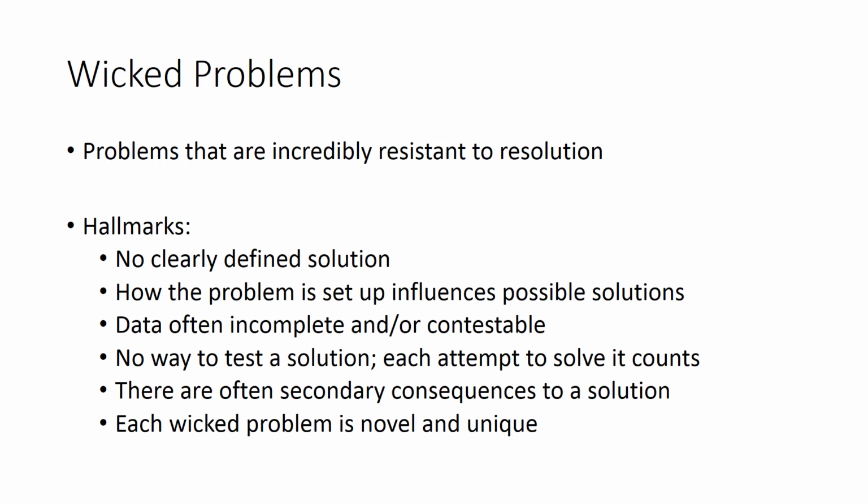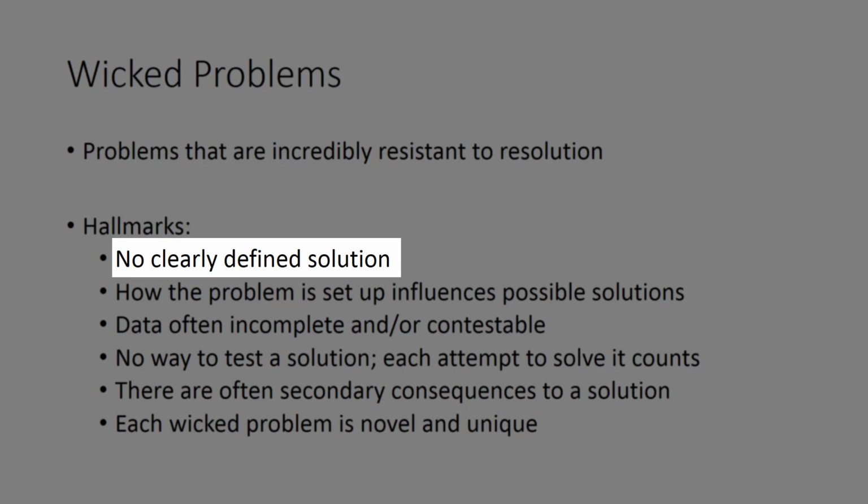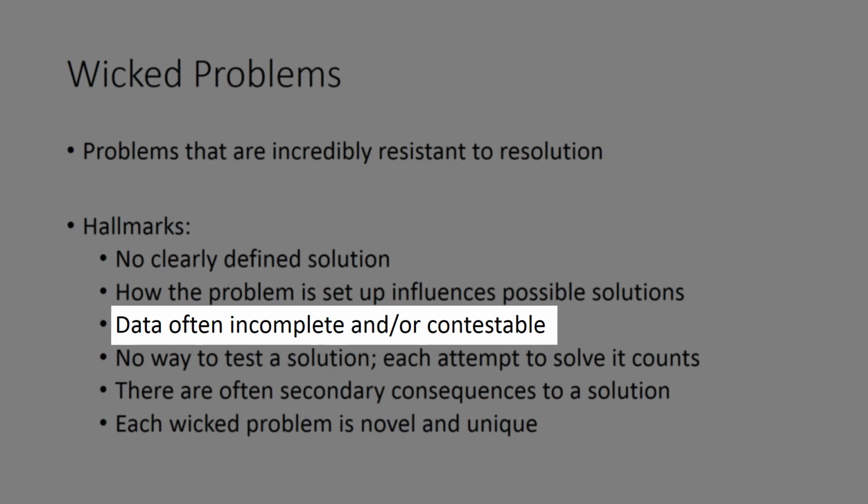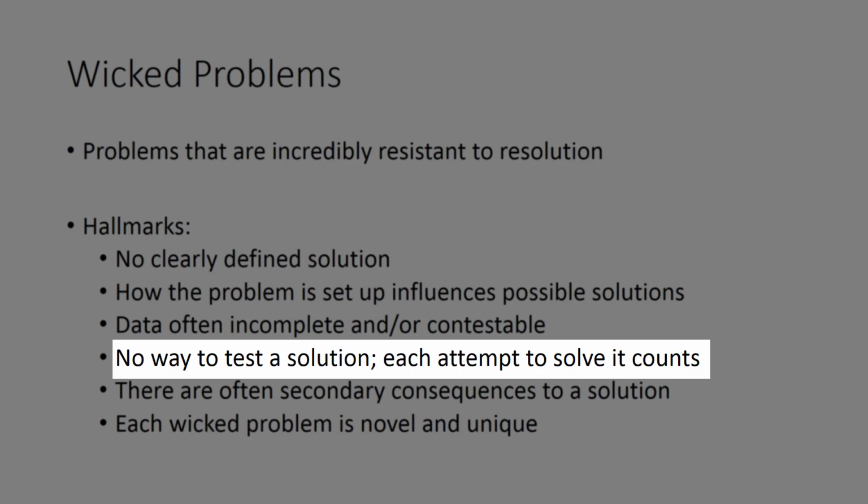Wicked problems have several key hallmarks. As the definition suggests, there is no clearly defined solution. Part of the reason for that is that how we define the problem itself influences the kinds of solutions that might be available. Another reason is that the data we have regarding a wicked problem might be incomplete or perhaps even contestable, and in some cases, it might not even be possible to have complete or fully accurate data. Even when we can identify resolutions to wicked problems, there's no way to test them out in a trial and error sort of way. Each attempt to solve the problem counts.